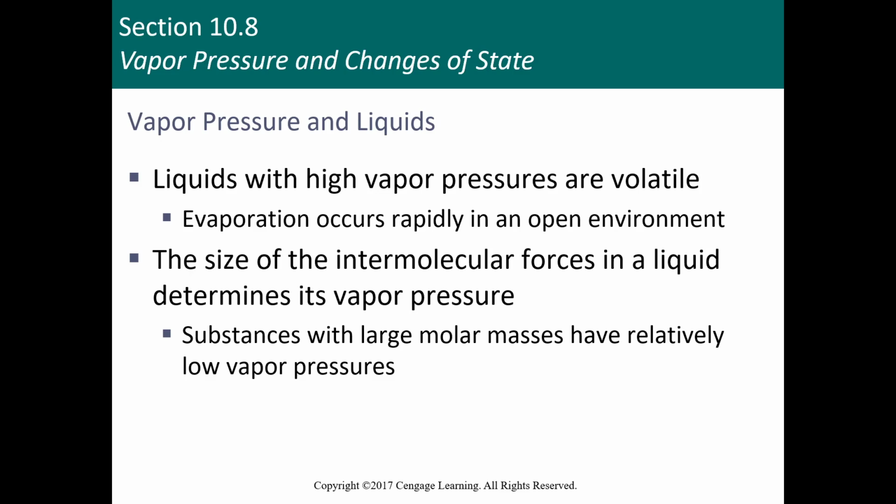So vapor pressure and liquids. Liquids with high vapor pressures are going to be volatile. What that means is there will be a significant portion of the liquid that will escape into the vapor phase, making a lot of that substance be in the vapor phase, thus have a high vapor pressure. That's what volatility actually means, by the way.